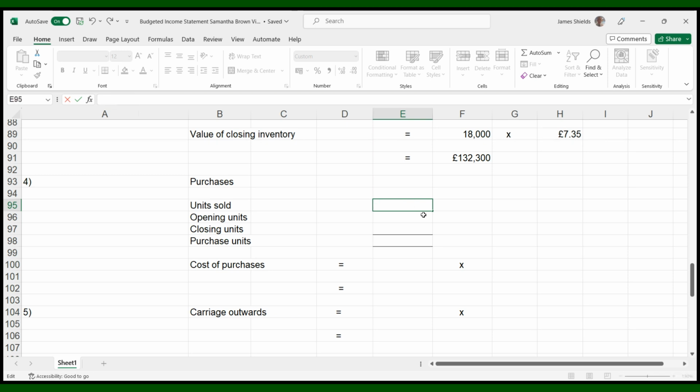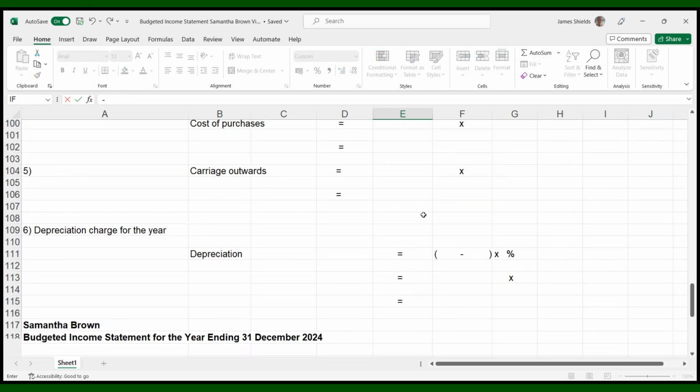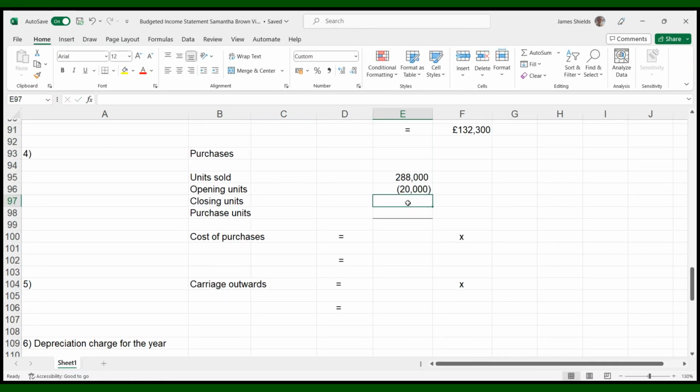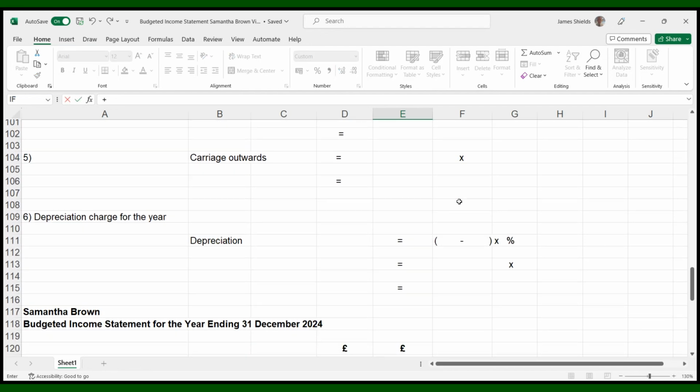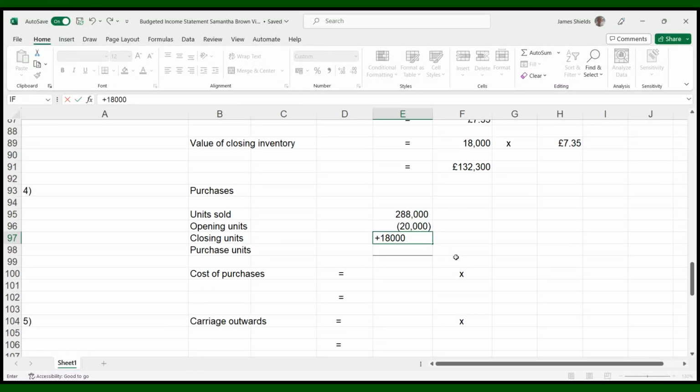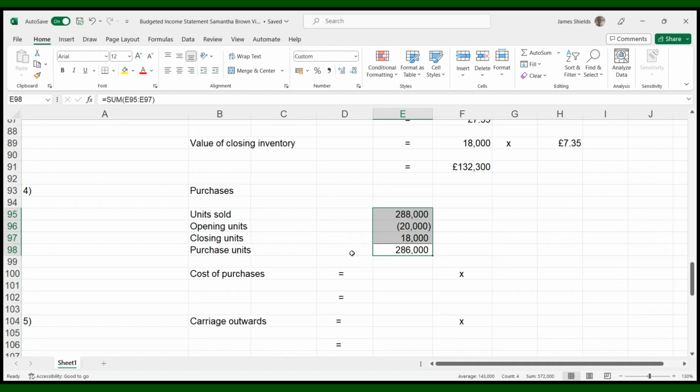288,000. Now, the opening units we already had, so we don't need to buy them. And the opening units was 20,000. And then we need the closing units, so we're going to have to add on the closing units. And the closing units were 18,000. So that means overall then, we would need to purchase 286,000 units.